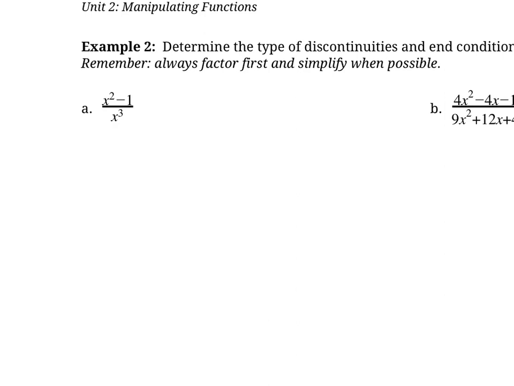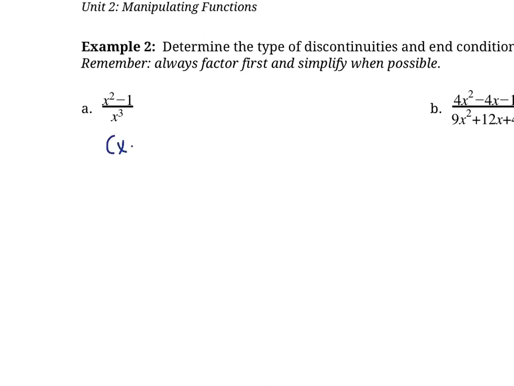Okay, so here we go. We have a function here, x squared minus 1 over x cubed. So first thing we can do is usually we like to factor and see if something's going to cancel out. But we can tell right here that nothing's going to cancel out. Let's just factor though, just for the sake of it.